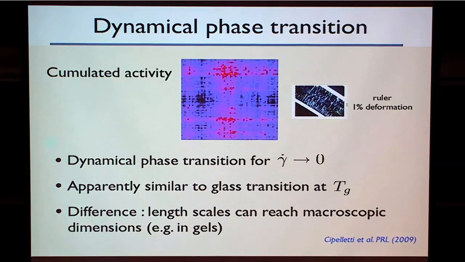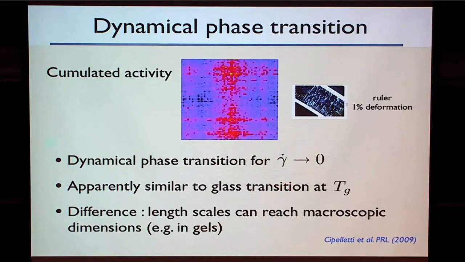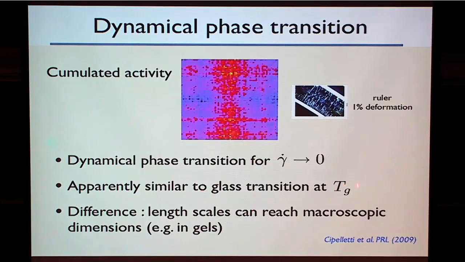Similar to the depinning scenario, if you don't control gamma dot, but you control the stress, you arrive at the yield stress here. This is apparently similar to the glass transition. Why do I compare it to that? Because I will use some tools which are borrowed from this community. And the difference is that here, the length scales can really reach macroscopic size.